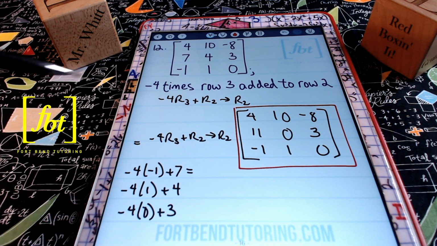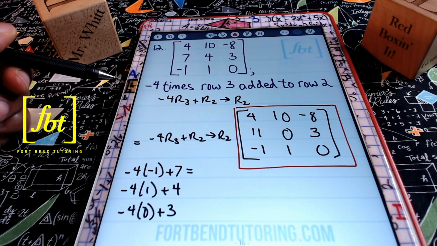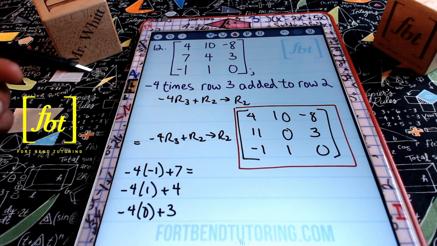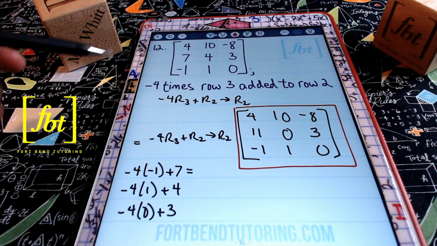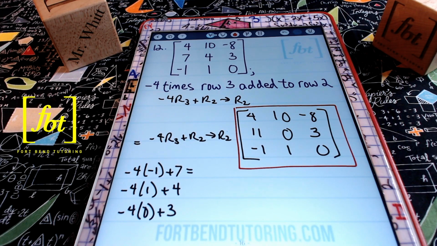We started out with our rule: -4 times row 3 added to row 2. Then I wrote it in its abbreviated form as -4 row 3 plus row 2, replacing the original row 2 with that resultant row. There you go. Then we handled our business as we do, and red boxed it.